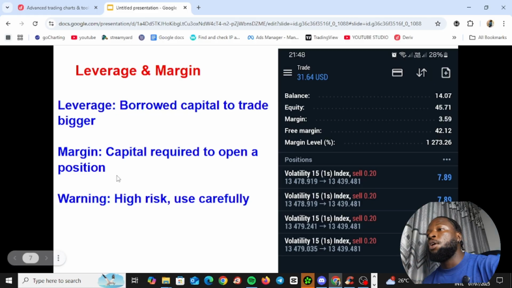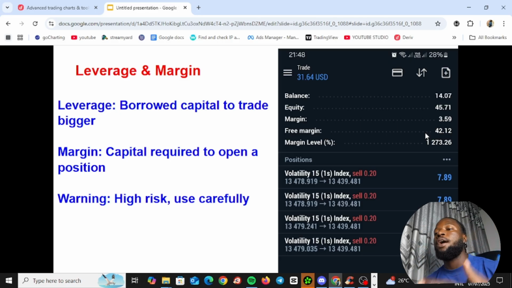And you can see on the screen right now, you have balance, you have equity, you have margin, and we have free margin, which simply means the capital required to open a position. On this chart you are seeing 1, 2, 3, 4 positions. I opened these positions with $3.59, which means for me to open these positions with the $14 balance I have, I need to spend at least 3.59 to be able to open these 4 positions. That is what margin is all about. So if I have $2 as my balance, I will not be able to open 4 positions, because the margin would not be enough for me to open the position. So that is what margin is all about, and I just explained leverage for you.